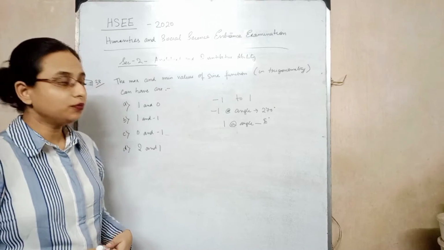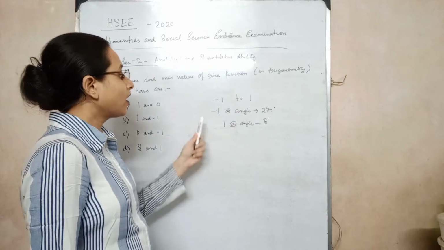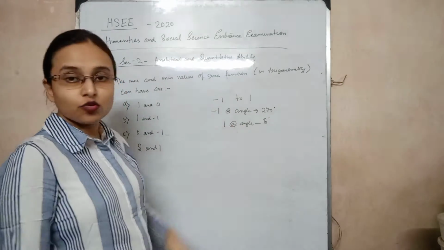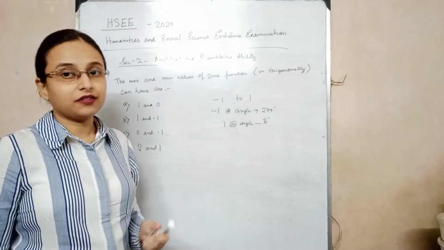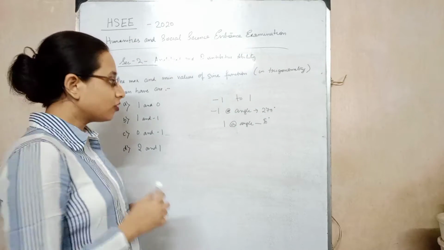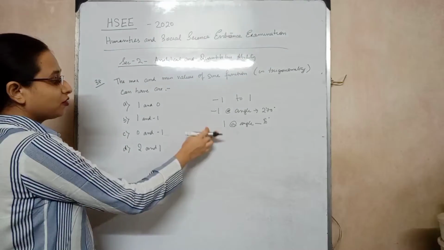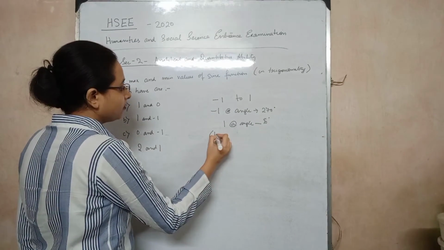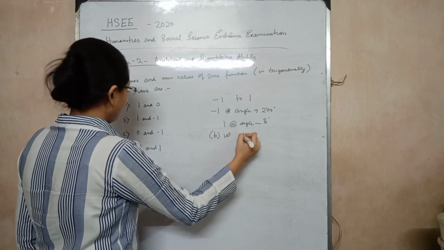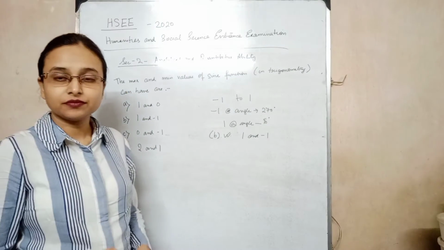See, I have written down few things, that is from -1 to 1. Okay, -1's angle is 270 degree and +1's angle is 90 degree according to the quadrant. So then the correct option will be B. You can understand, 1 to -1. So this is the correct option, that is option number B. That is 1 and -1 is the correct answer. Okay.